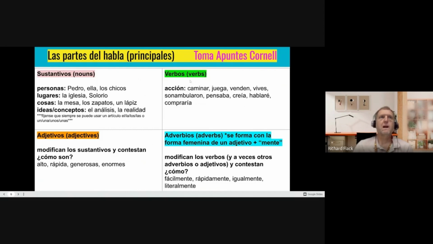Okay, next we're on to verbos, verbs. Verbs are our action words, like caminar, to walk, juega, plays, venden, they sell, vives, you live, sonambularon, they sleepwalked, pensaba, etc. So next to verb, you're going to write action words and pick one or two.